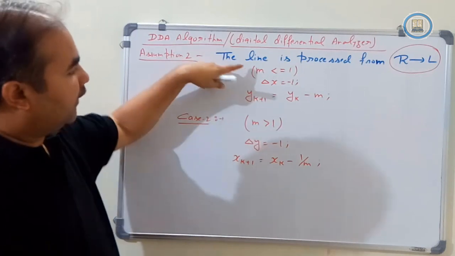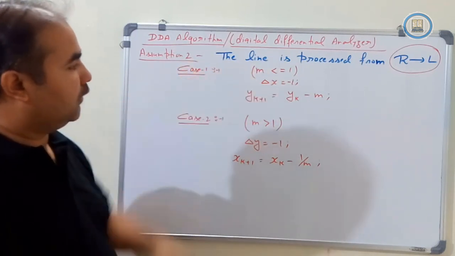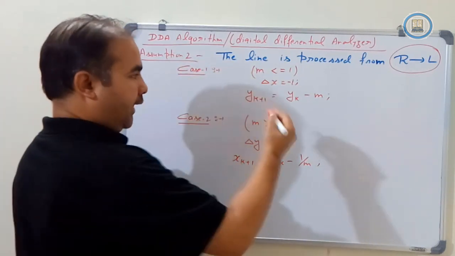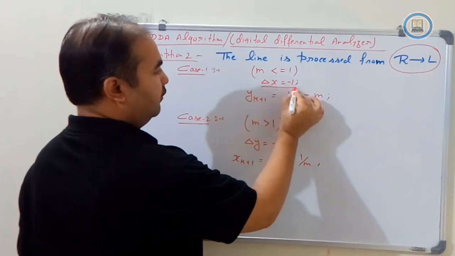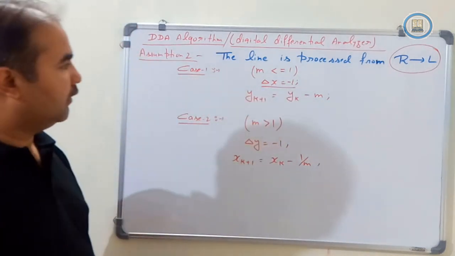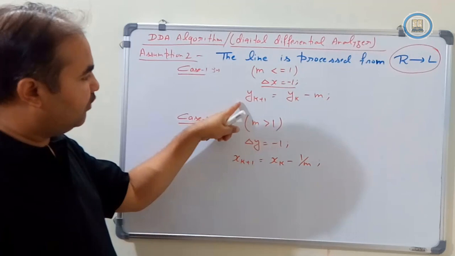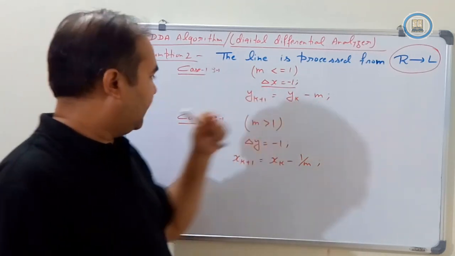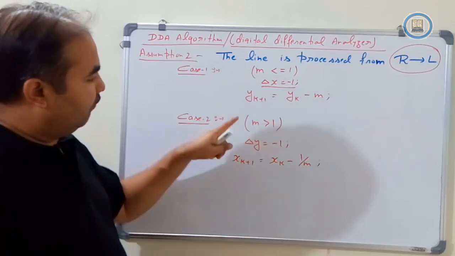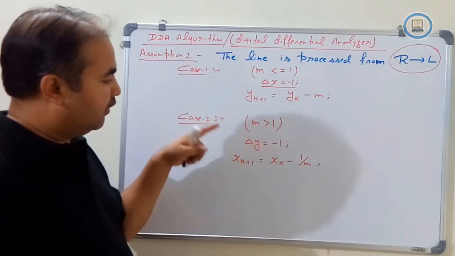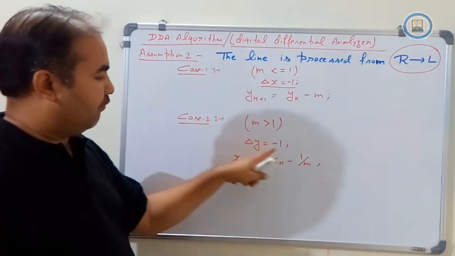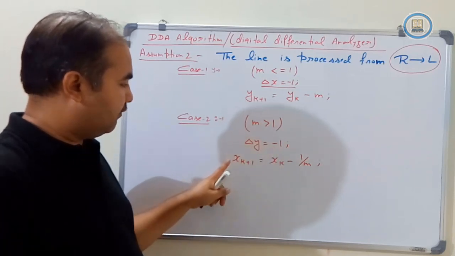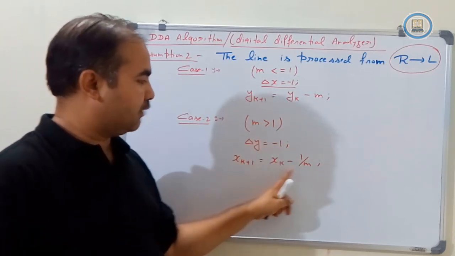Case 1: the value of m is less than or equal to 1. In this case the x value will be decremented. Look at this point, the x value will be decremented and the value of y will be calculated as yk minus m. And for case 2, when the value of m is greater than 1, del y will be equal to minus 1 and the value of x will be computed as xk minus 1 upon m.